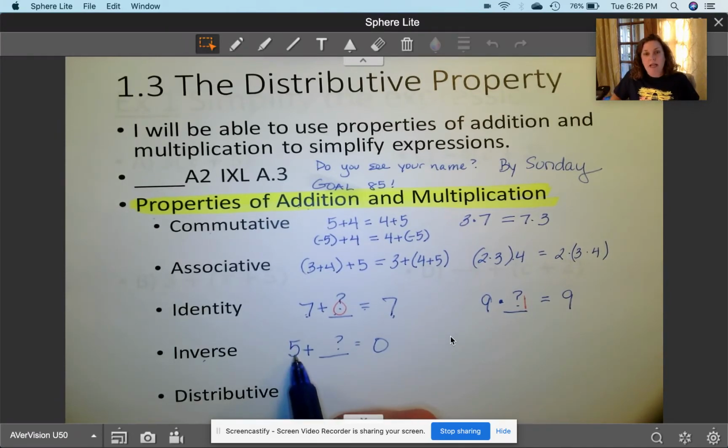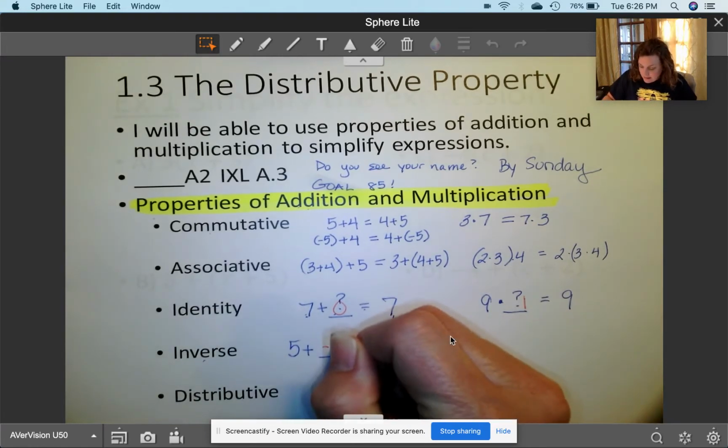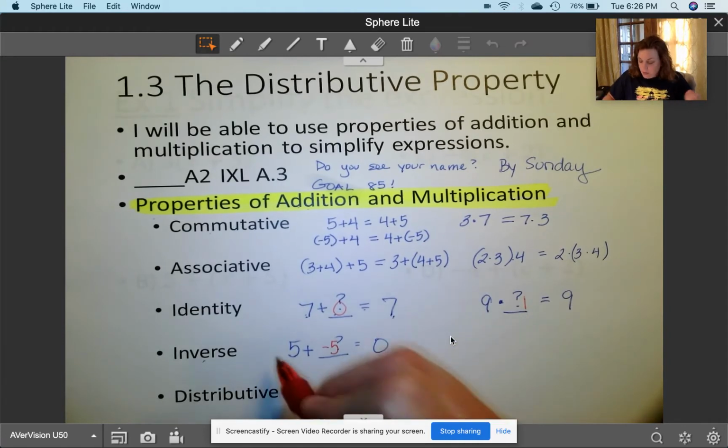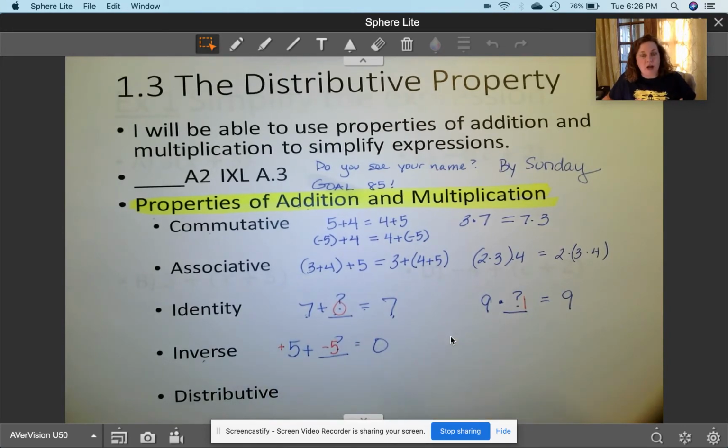How do I take that 5 and morph it into a 0? What can I do? What can I add to it? Well, I can add a -5. Positive 5 and -5 are inverse operations. Positive 5, -5, inverses, okay? And they result in a 0.